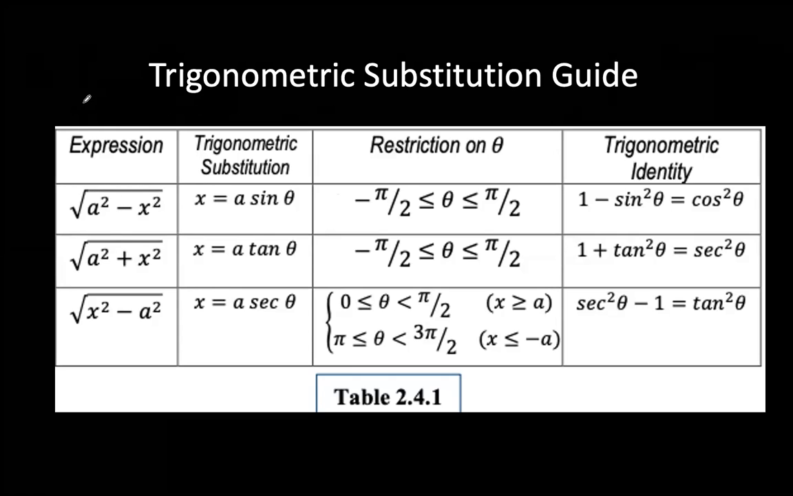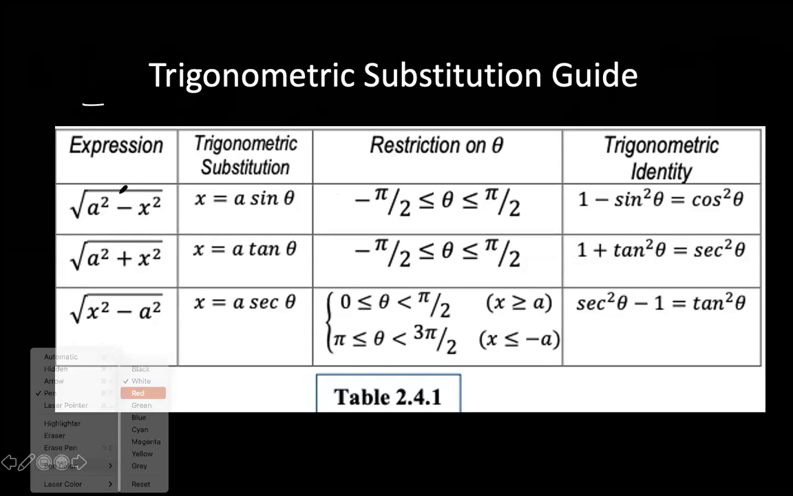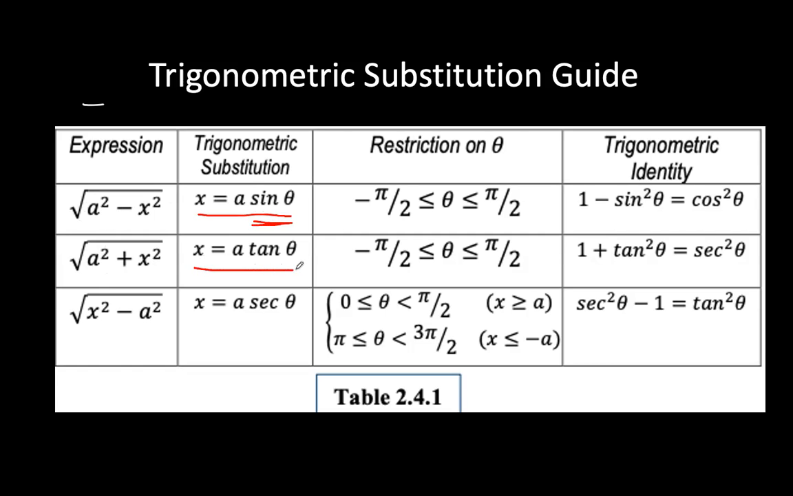Let me just change the color pen. Okay, red. Given an expression, the square root of a squared minus x squared, it says here that we will be using x is equal to a sine theta. Keep in mind that we will be using sine theta here. For an expression which is the square root of a squared plus x squared, we will be using x is equal to a times tangent theta.